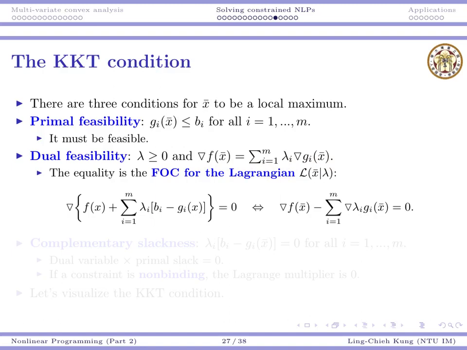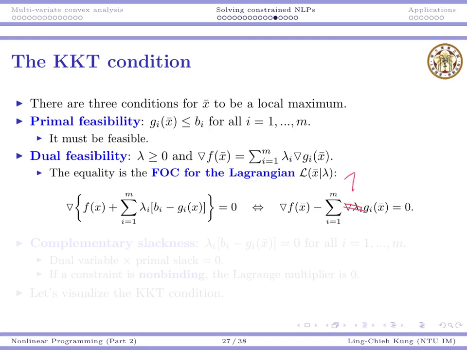So if we take the gradient, we get the gradient of this one. And then for this one, this is a constant. It has nothing to do with x, so it does not show up at the right hand side. And then for each g, we have a gradient. Oh, sorry.